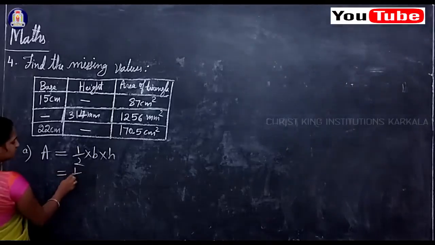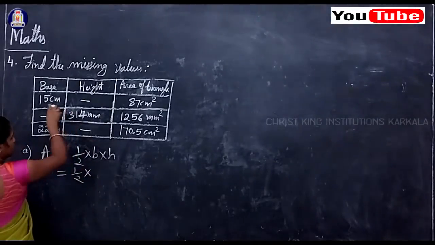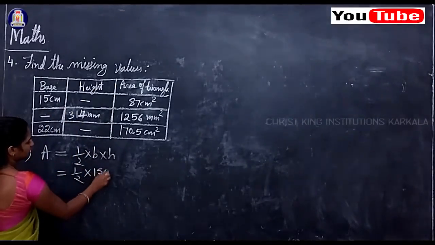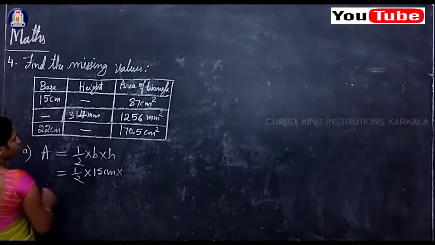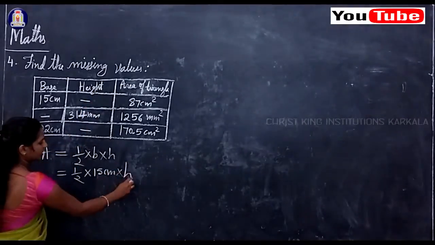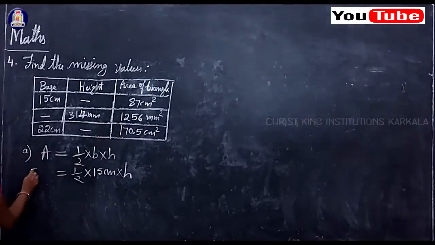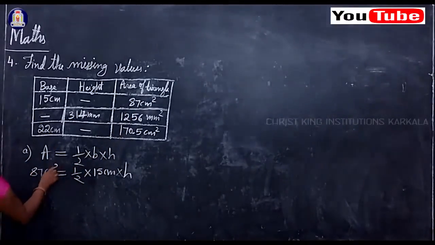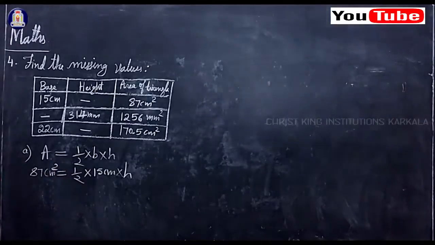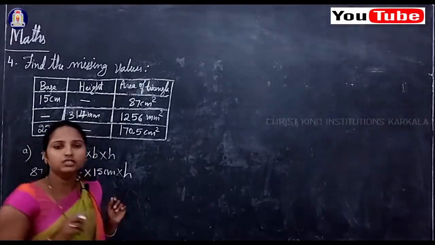So half into base into height. Half into base, we know 15 centimeter, and height we don't know. Height is not given, so write h as it is. And the area of the triangle is given, 87 centimeter square. 87 centimeter square, that is the area of a triangle.